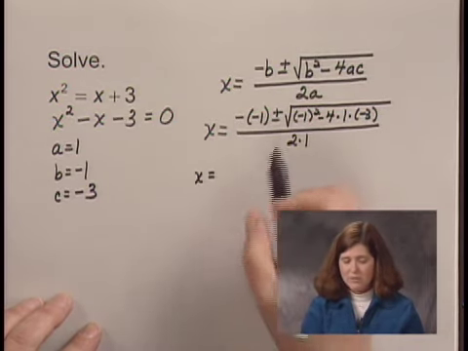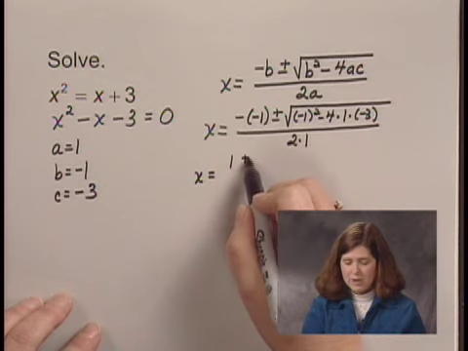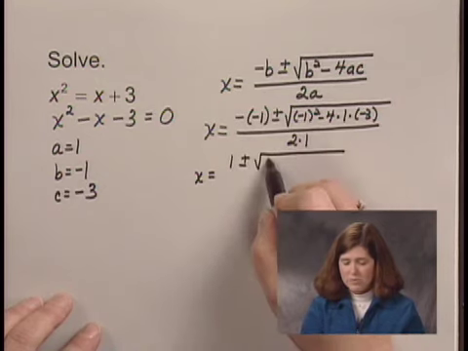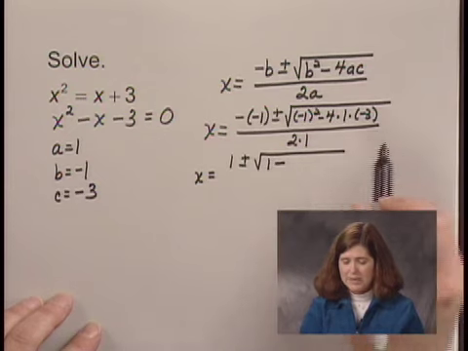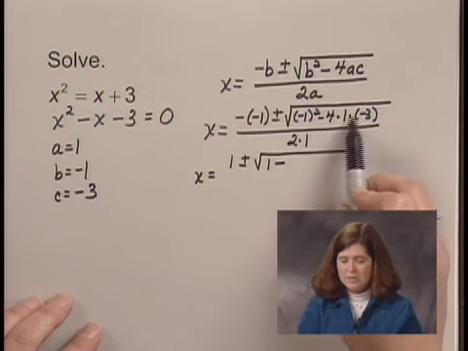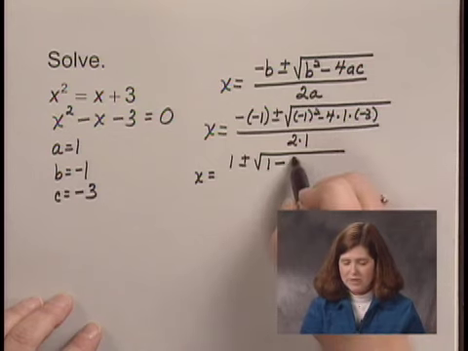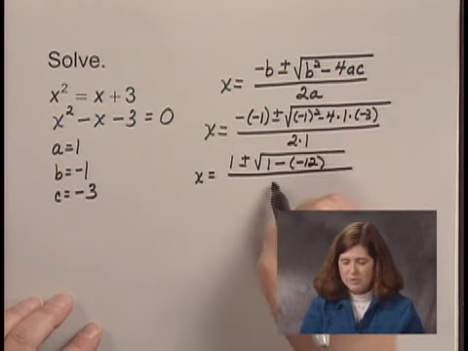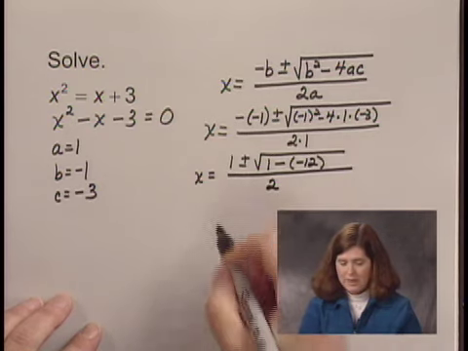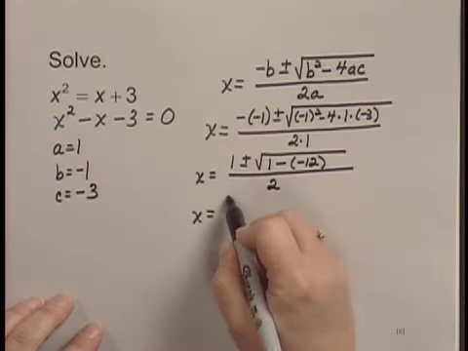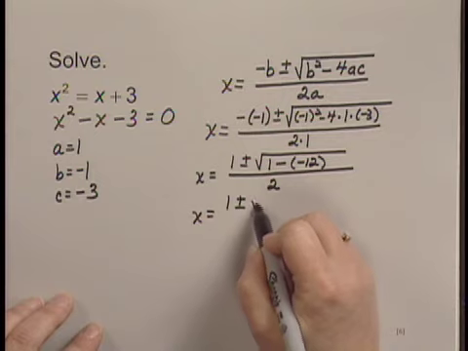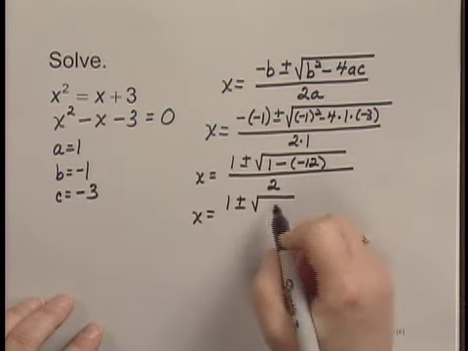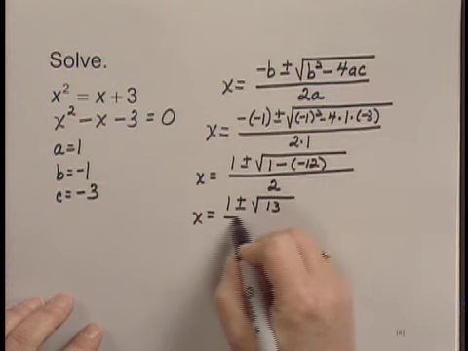Now once that's written in carefully, the next step is simply to simplify. The opposite of negative 1 is 1 plus or minus the square root of negative 1 squared is 1 minus 4 times 1 times negative 3 is negative 12. All that is over 2 times 1, or 2. Then we have x equals 1 plus or minus the square root of 1 minus negative 12 is 1 plus 12, or 13, all over 2.